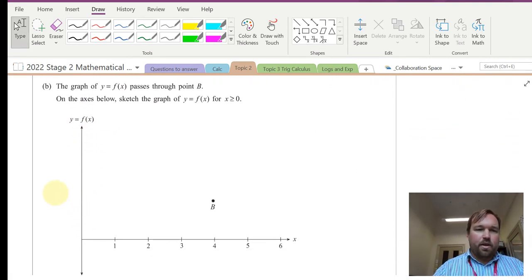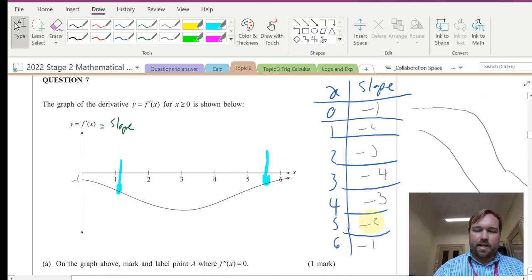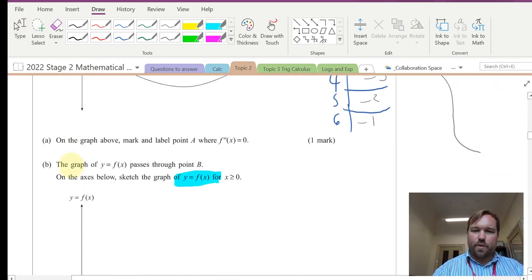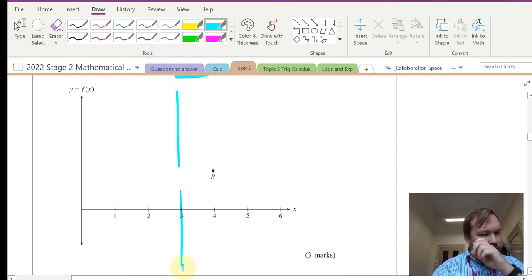Alright, on the axes below, sketch a graph of the original function. So we've got the original function's slope up above. It's negative, gets more negative, more negative, more negative, less negative, less negative, less negative. So at 3, and I'd be marking a line in here with a pencil or something, that is going to be my steepest part.